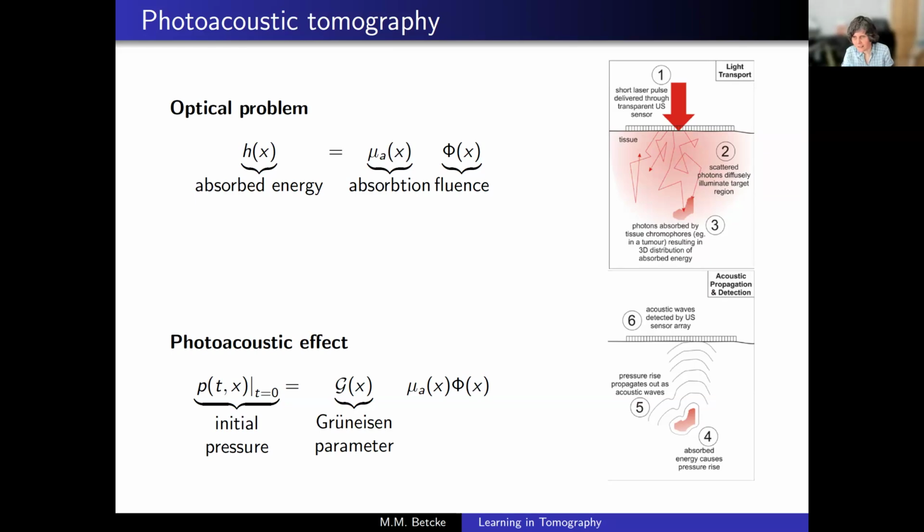This process will result in something that we call the fluence, which is essentially the distribution of the light in a volume. Now this is going to be absorbed by the tissue in correspondence with the tissue coefficient, such as the absorption coefficient. Upon this absorption, the tissue will heat up and expand, which causes a pressure rise, and this pressure will be released in the form of an acoustic wave. This acoustic wave we are going to measure with sensors on the boundary of our domain.